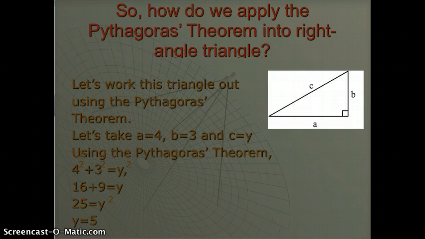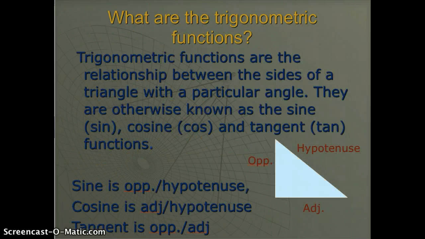Next, we shall move on to trigonometric functions. Trigonometric functions are the relationships between the sides of a triangle with a particular angle. They are otherwise known as the sine, cosine, and tangent functions. Sine is equal to the opposite side over the hypotenuse. Cosine is equal to the adjacent side over the hypotenuse. Tangent is equal to the opposite side over the adjacent side.